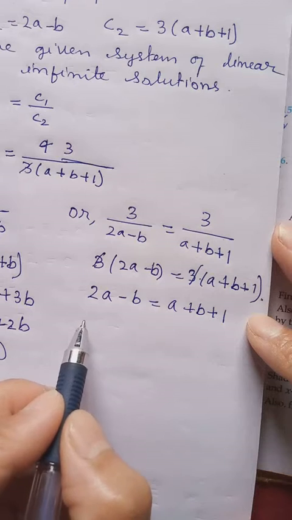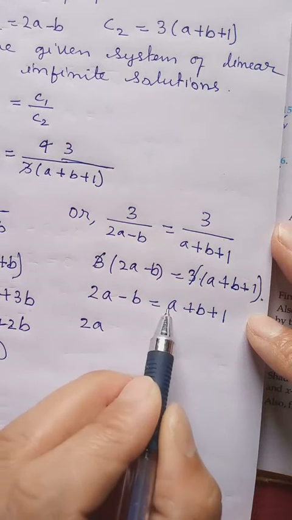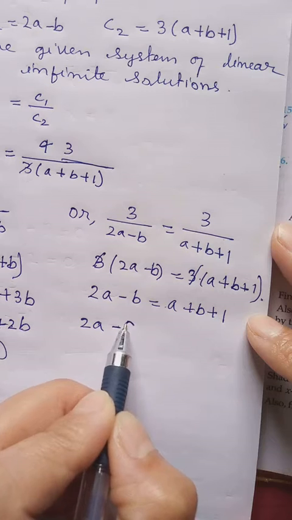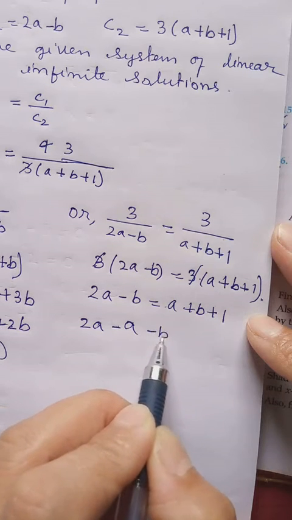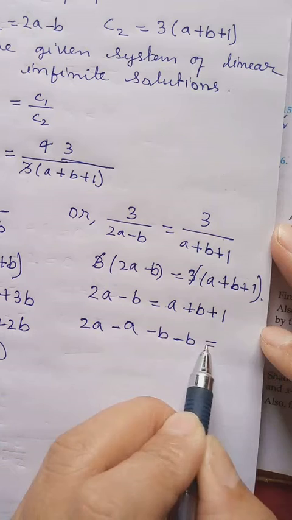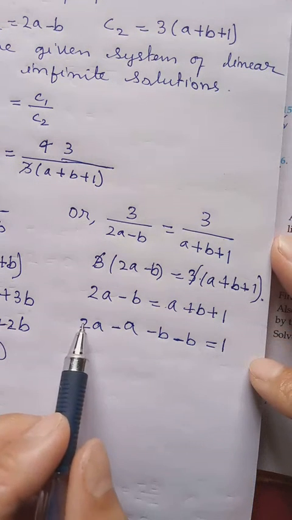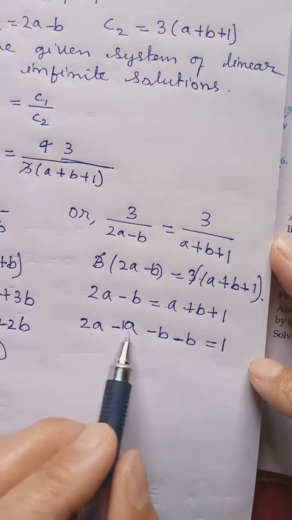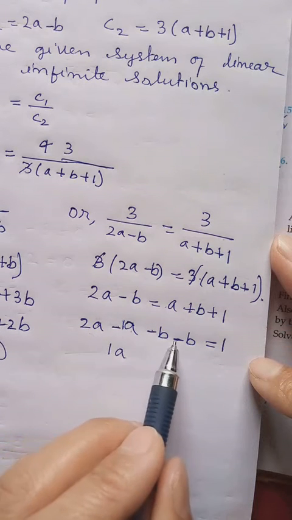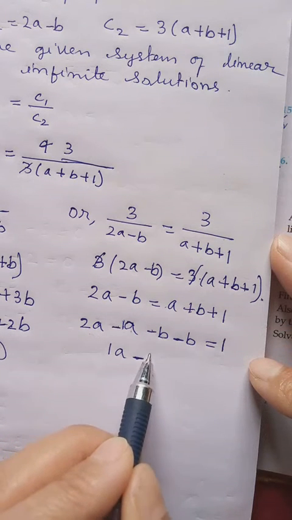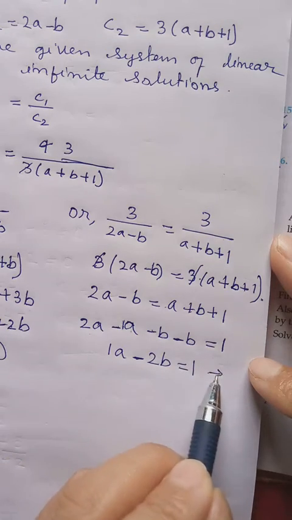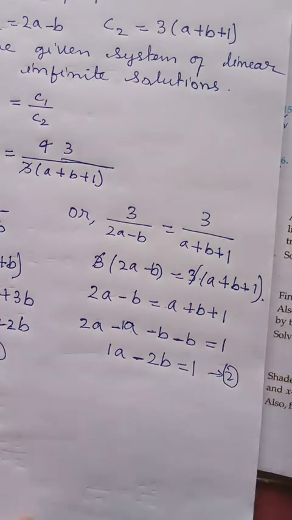So let's take A and B to one side. 2A, this is plus, becomes minus A. Then minus B, this is plus, take that side, it becomes minus B. We are left with 1. 2A minus A is 1A, both are minus B, we have to add, but the sign remains the same, equals 1. This we name as equation 2.